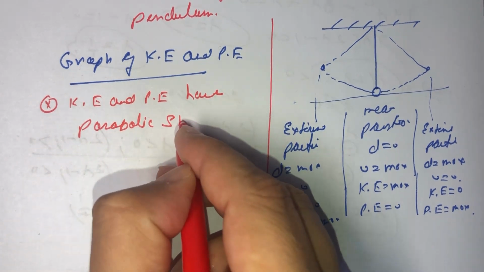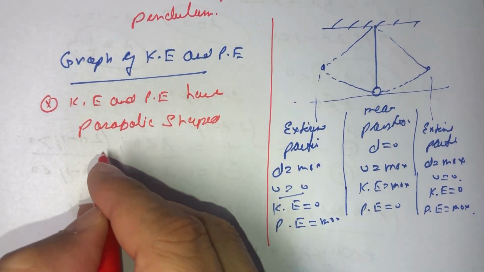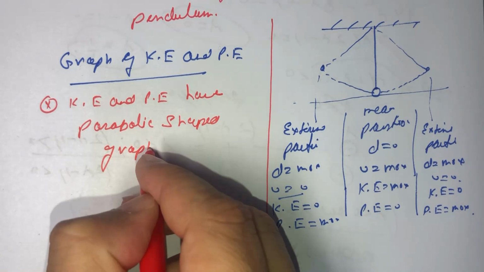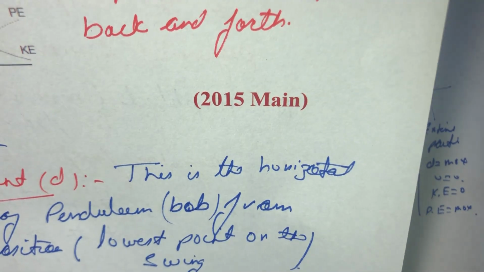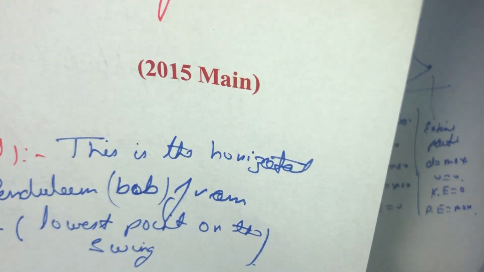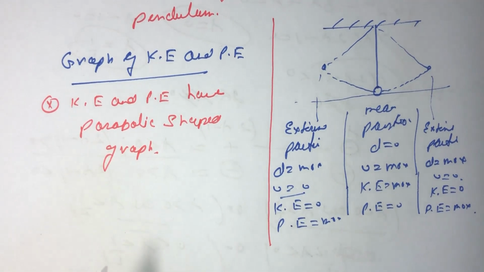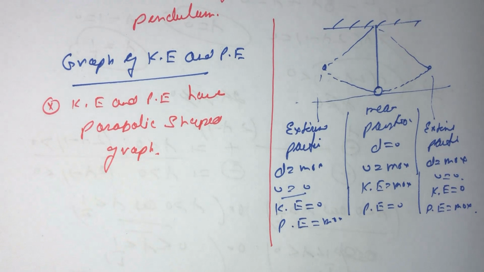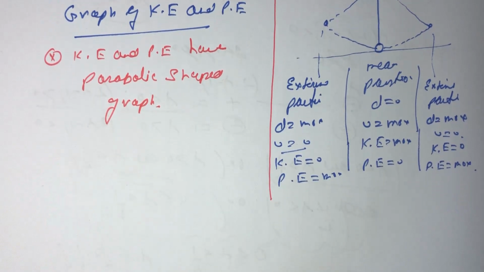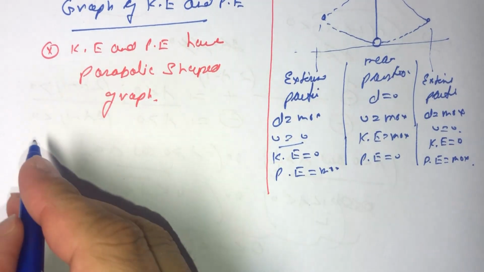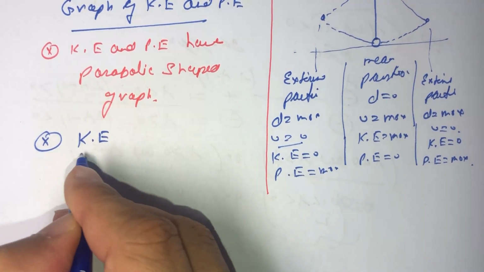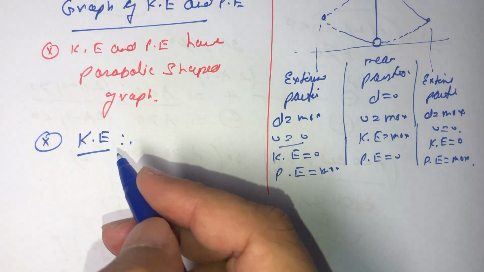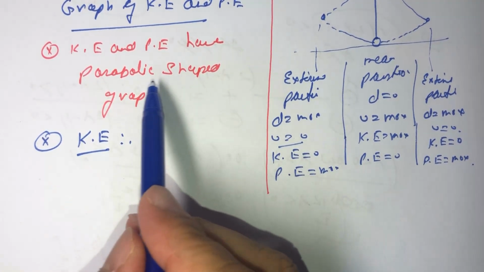Parabolic shaped graph. So obviously it will be a parabolic shaped graph. Okay, and let us discuss one by one, first for kinetic energy and then for the potential energy. So we start with kinetic energy, and we said that the shape is parabolic.